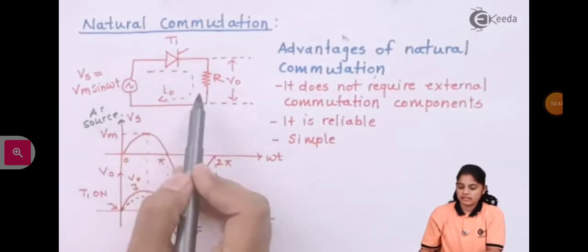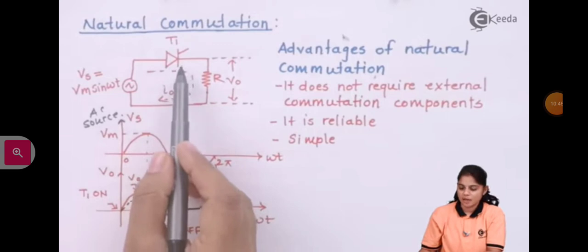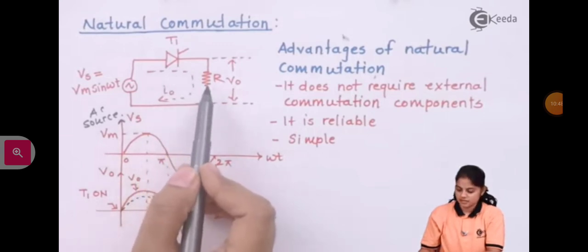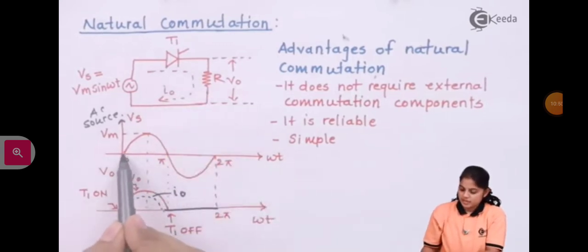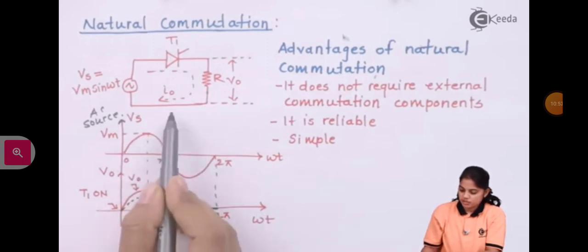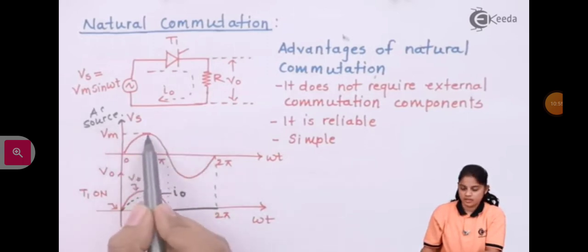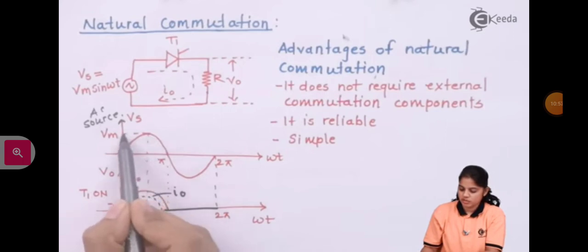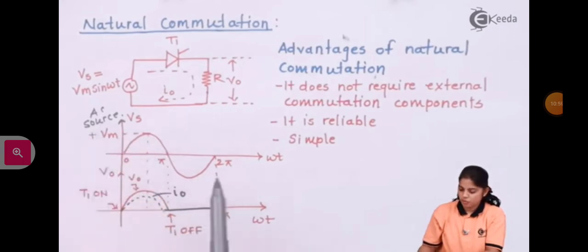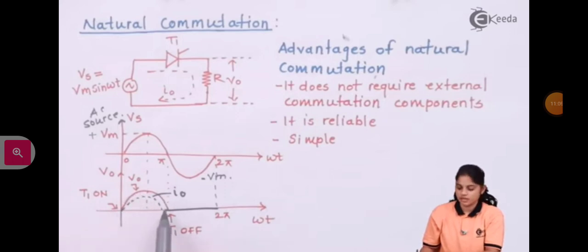Here in this circuit, the current flowing through the SCR is the same as the current flowing through the resistor. Now, this is my input voltage given to the circuit, that is Vm sin omega t. The amplitude for the positive cycle will be plus Vm, and the amplitude of the negative cycle will be minus Vm. And here I have shown the output voltage and the current flowing through the circuit, that is I0. This dotted line is I0, and V0 is the voltage across the resistive load.